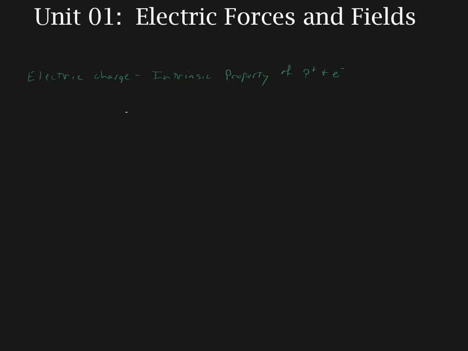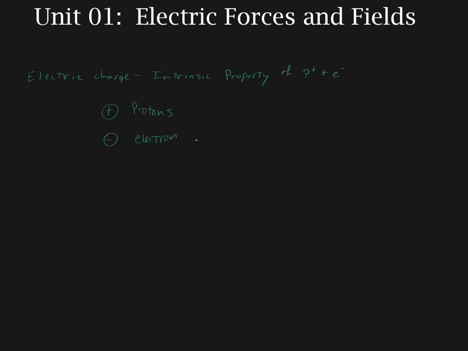As you already know, there are two types of charges. We have positive, which is the proton. The proton carries a positive charge. And then electrons is what gives us a negative charge. That's the intrinsic property of the electron.